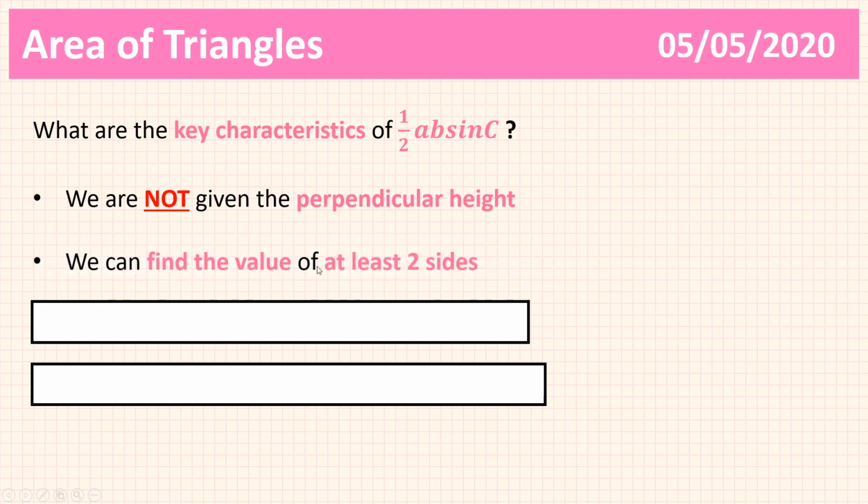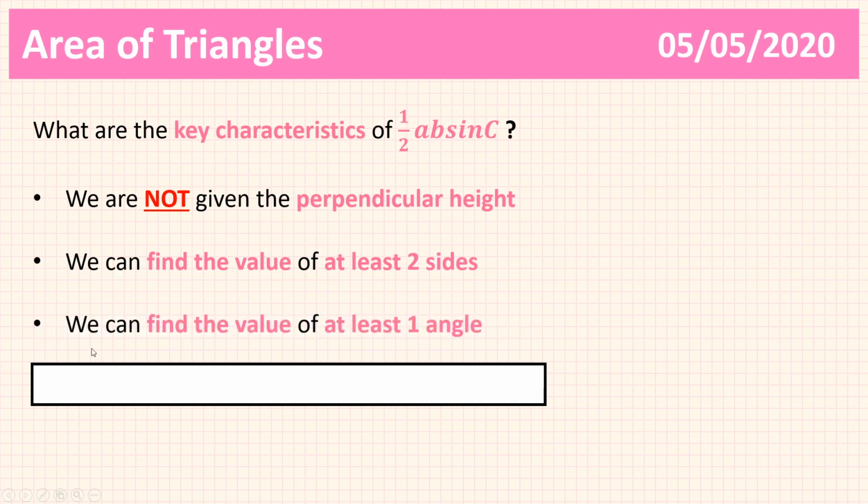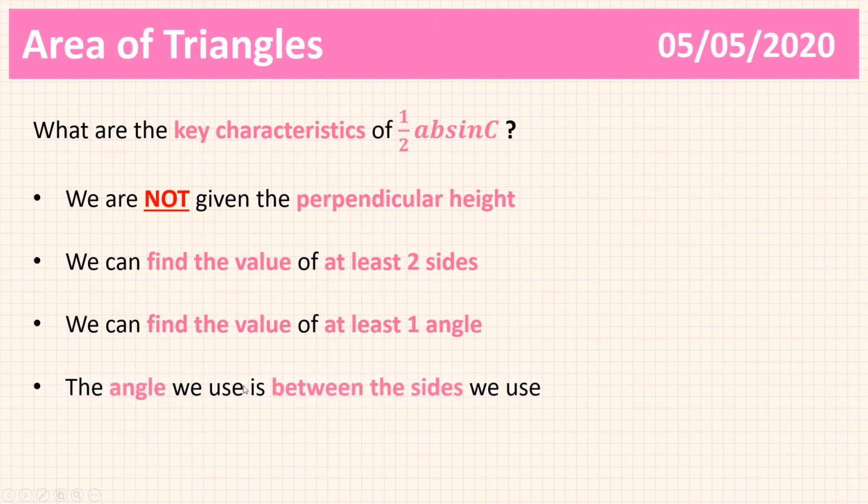If we can find the values of at least 2 sides, or we're given those, like you can either work them out or you're given them. You can find the value of at least 1 angle, or you're given that. So whether it's looking at a diagram saying, oh, that's the angle, or doing a little bit of maths to work out the angle that we need. And that the angle is between the 2 sides that we want to use. Okay? And that is a very quick understanding of what a half AB sine C is.